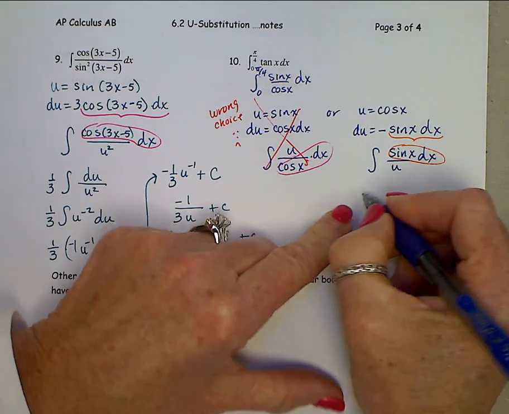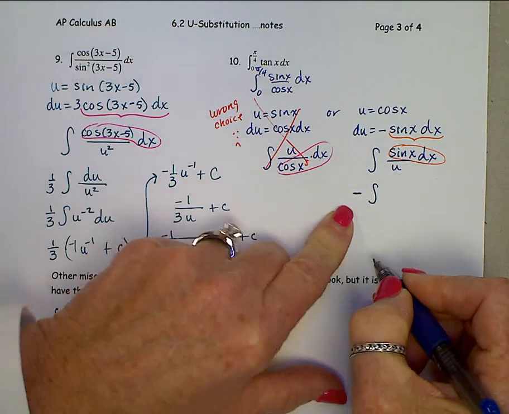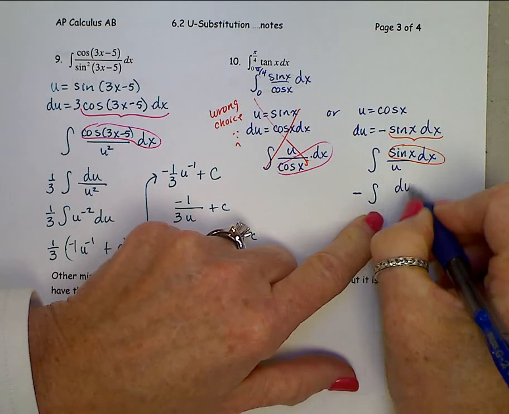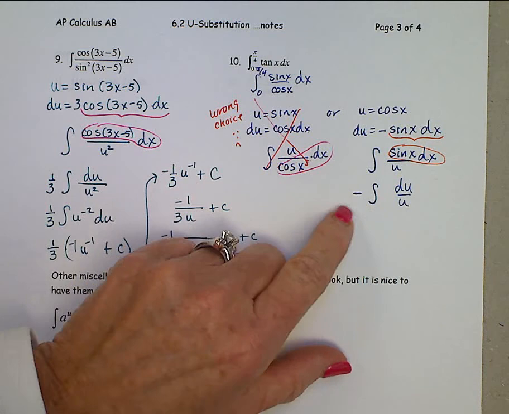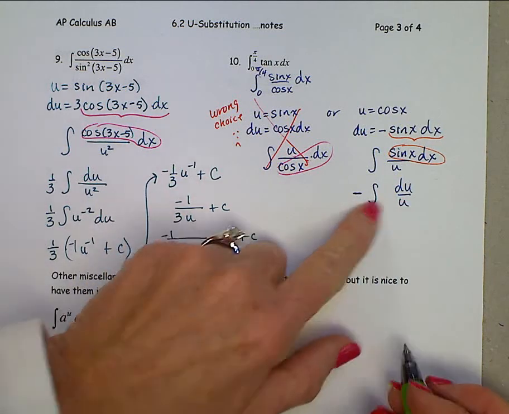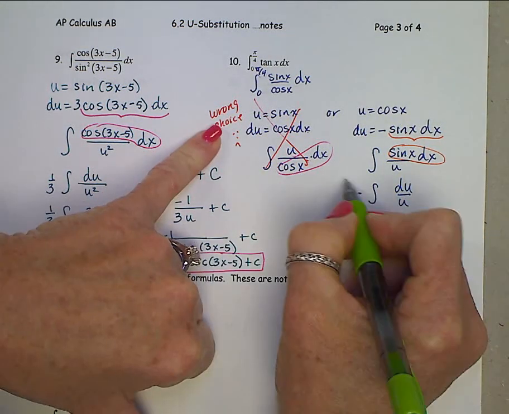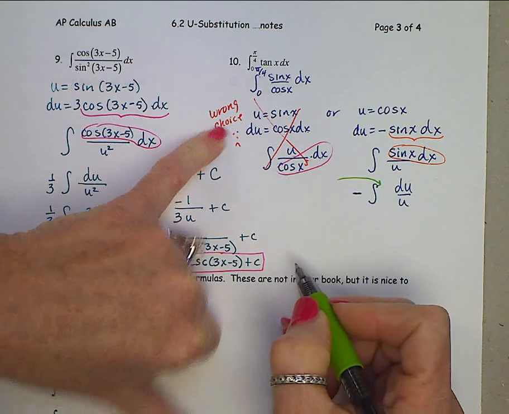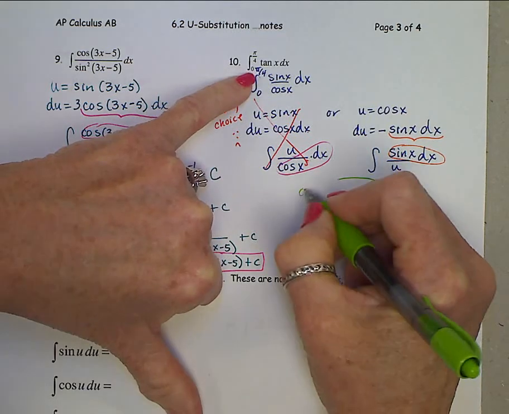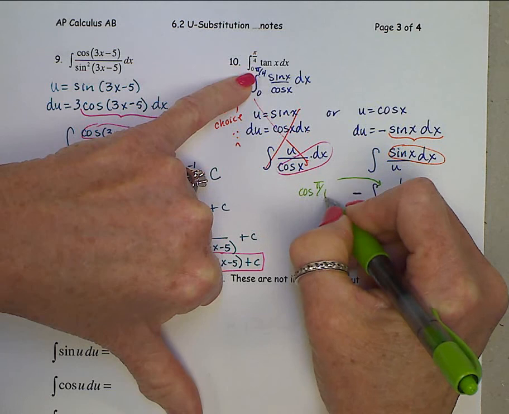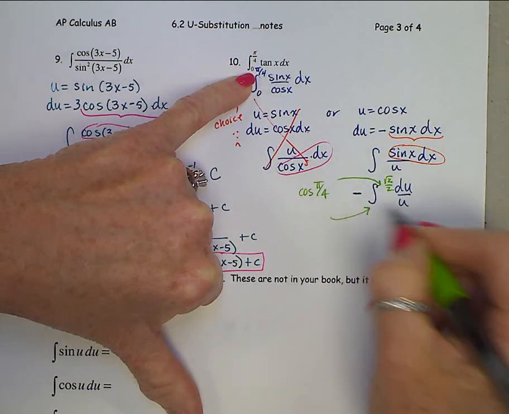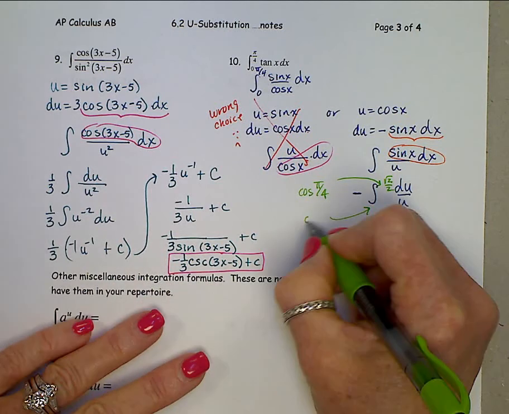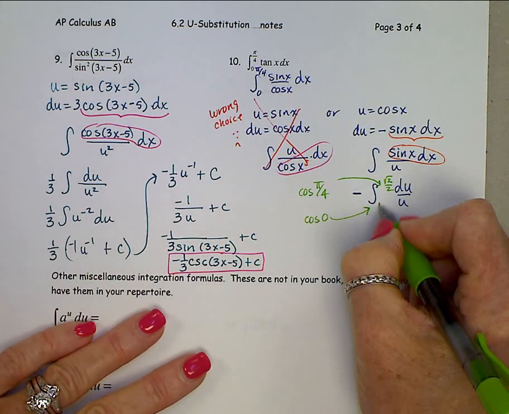I'm going to go ahead and pull that negative out. So we have du over u. We are also now in completely u's, so we can change the bounds. This upper bound will be the cosine of pi over 4, or square root 2 over 2. Down here is cosine 0, which is 1.